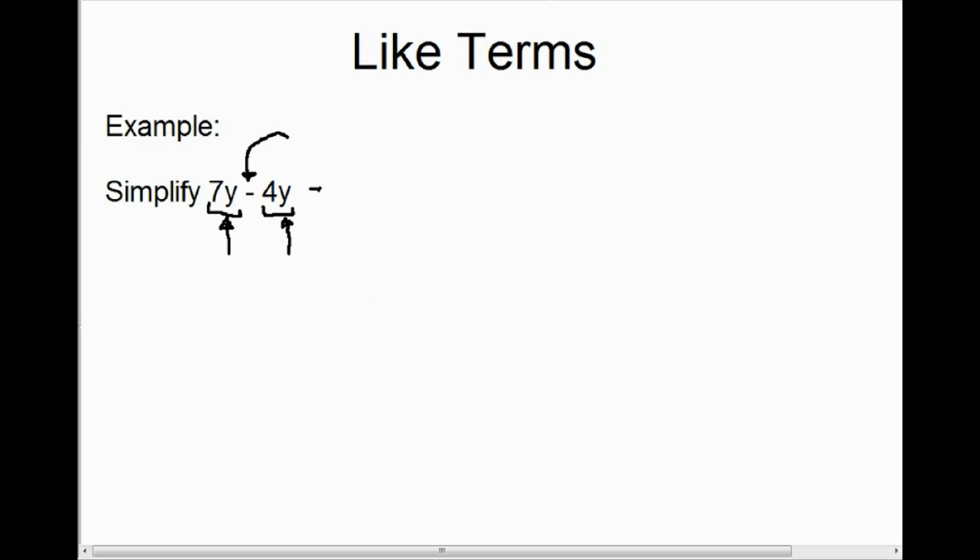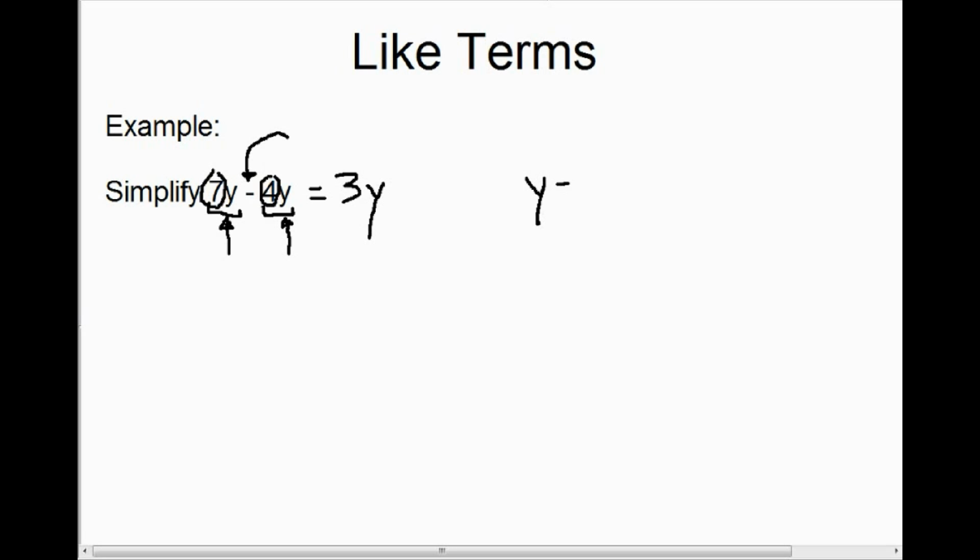So we can simplify that by subtracting those two terms. And as you saw in the previous example, when we do that, all we're really doing is subtracting the coefficients. So 7 minus 4 is 3, and leaving the variable the same. So the variable is still 3y.